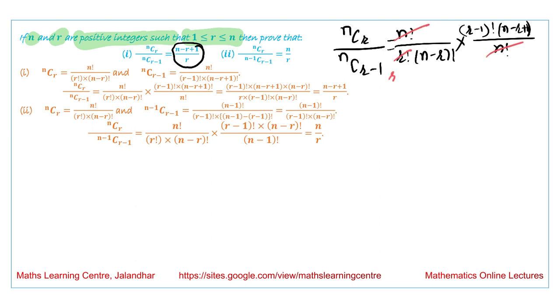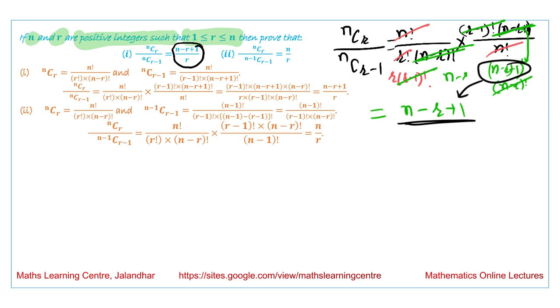This r factorial, we can write as r into (r minus 1) factorial, and this (n minus r plus 1) factorial, we can write as (n minus r plus 1) into (n minus r) factorial. These two terms get cancelled. From the numerator, this (r minus 1) factorial gets cancelled. So we are left with n minus r plus 1 in the numerator, divided by, in the denominator, r. So we obtain this answer.